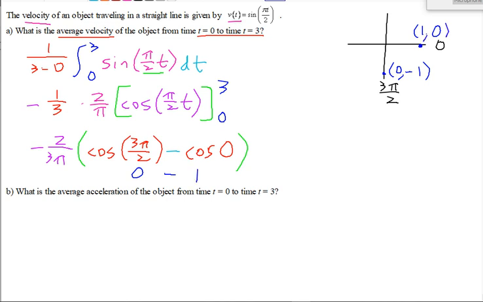So that's a negative 1 times negative 2 over 3 pi equals positive 2 over 3 pi. And here, notice we're not giving any units for time. So since it's velocity, this could be units per second, units per minute, units per hour. We don't know what the units for time are, so we'll leave that off in this case.